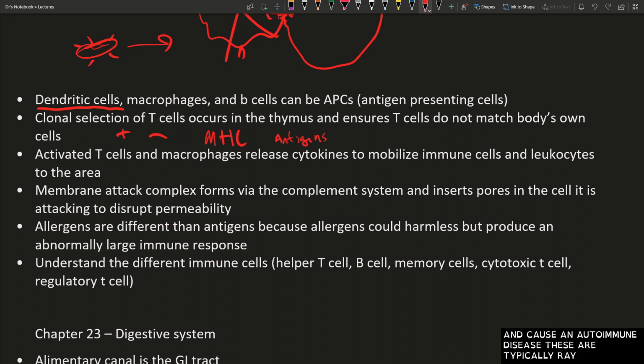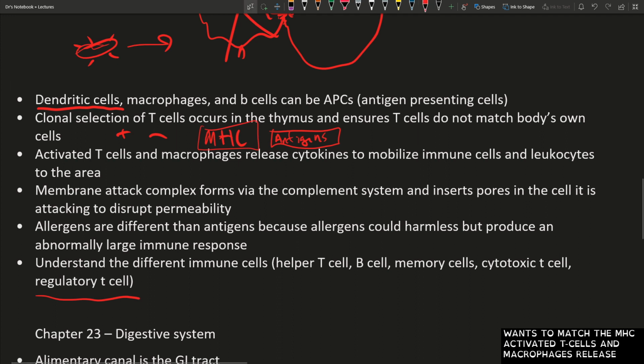These are typically regulated by regulatory T cells, which I'll talk about down here. So regulatory T cells prevent this from happening, but if this is released, it's then activated and can go throughout the body. But clonal selection ensures T cells do not match a body's own cells, especially at that antigenic spot. It wants to match the MHC. Activated T cells and macrophages release the little immune boosters, or Red Bulls of the immune system, called cytokines, and they mobilize other immune cells and leukocytes to the area of infection or wherever the immune response is happening.